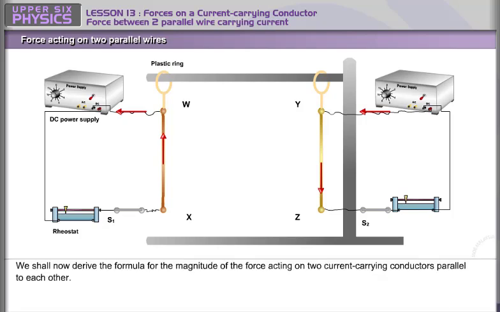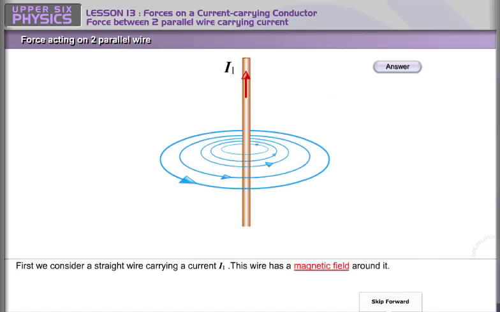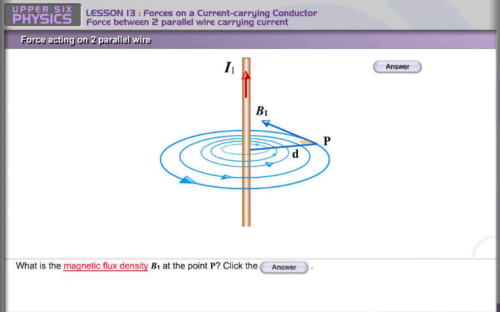We shall now derive the formula for the magnitude of the force acting on two current-carrying conductors parallel to each other. First, we consider a straight wire carrying a current I1. This wire has a magnetic field around it. What is the magnetic flux density B1 at the point P? Click the answer button.